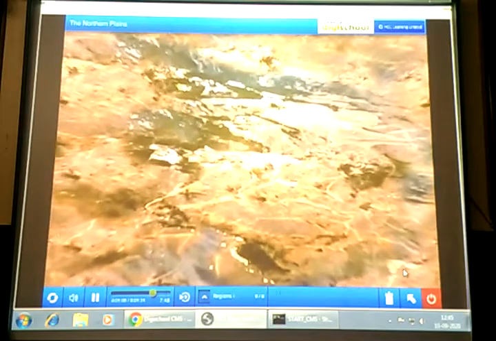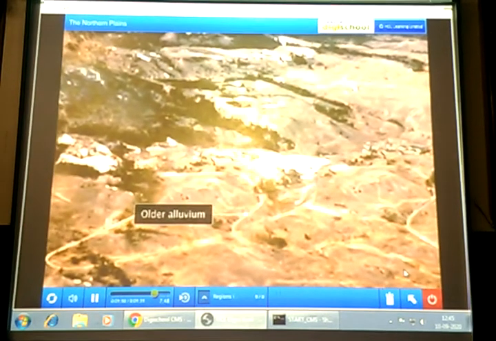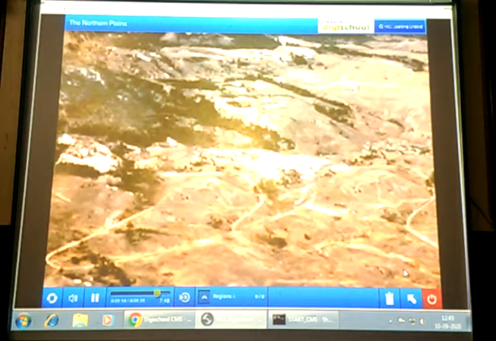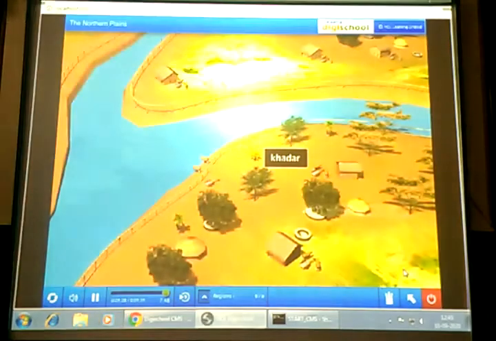A larger portion of the northern plain is formed out of older alluvium and contains calcareous deposits known as kanker. This terrace-like feature is known as bhangar. The newer and younger deposits of the floodplains are called khadar.